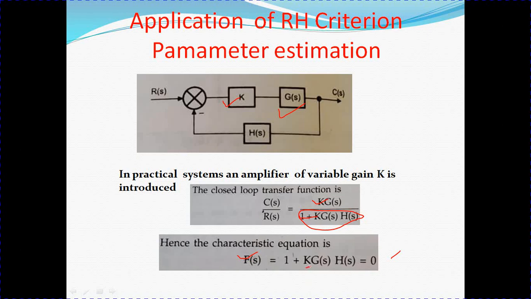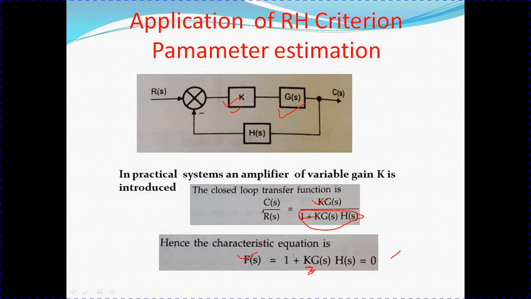Now we can see here there is an additional term K with G(s) into H(s). As K is a variable one, as you go on varying the variable gain K to get the optimum performance from the system, the location of poles will also change with the gain K. So here we can find the minimum and maximum values of this variable gain amplifier K for which the system is going to be stable. That is known as parameter estimation of the system.